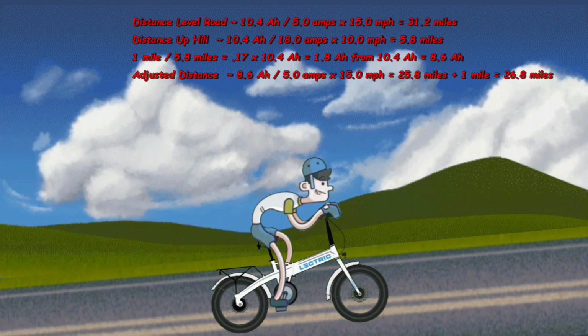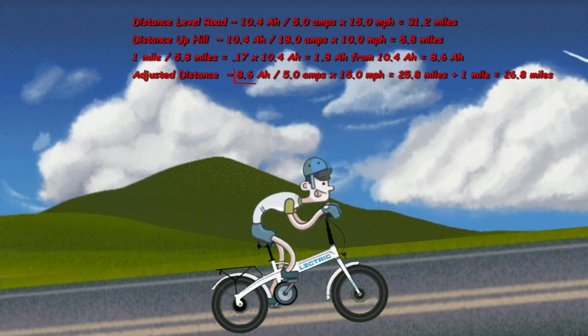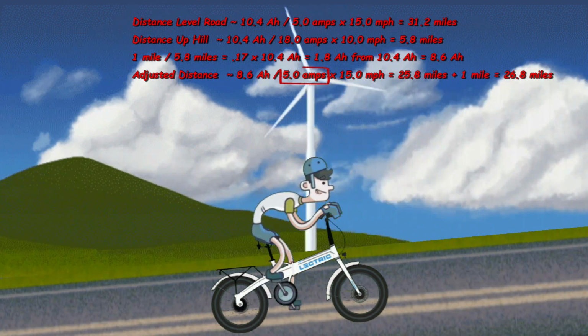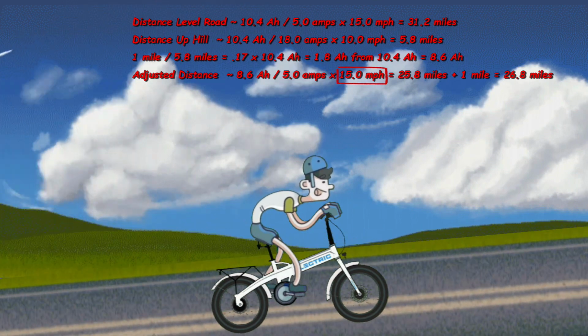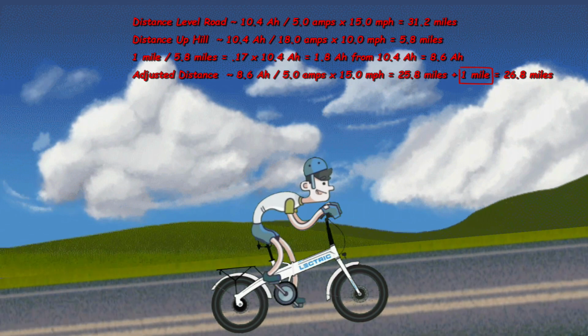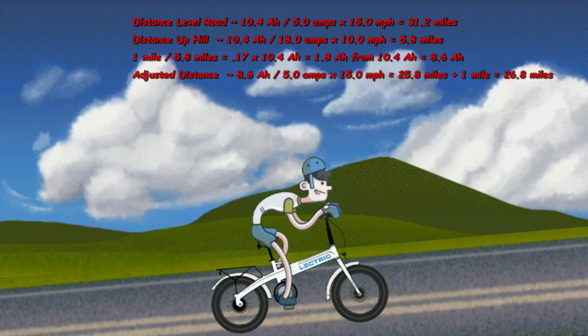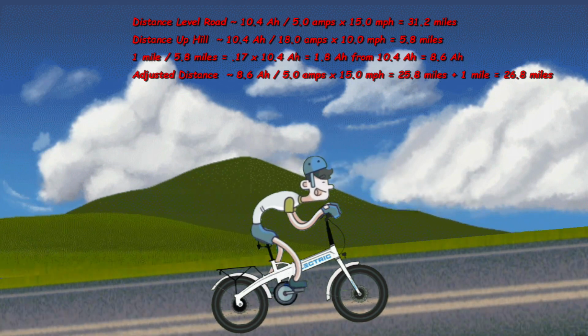Using the formula again, assuming that the remaining distance will be on level road, the range is 8.6 amp hours divided by 5 amps times 15 miles per hour, equals 25.8 miles. Add the 1 mile of hill, for a total of 26.8 miles. Conclusion: the 1 mile of hill shortened the battery range by 4.4 miles.